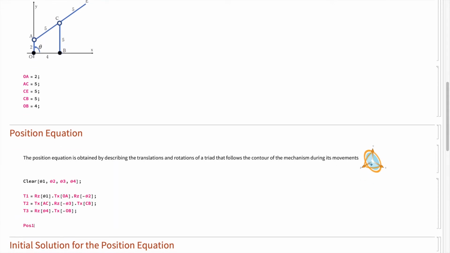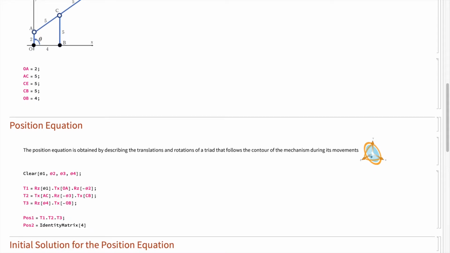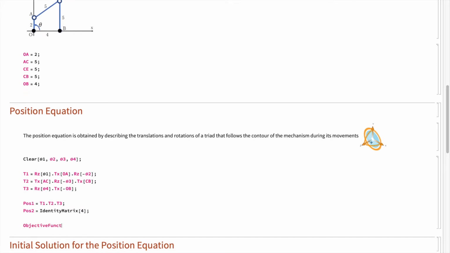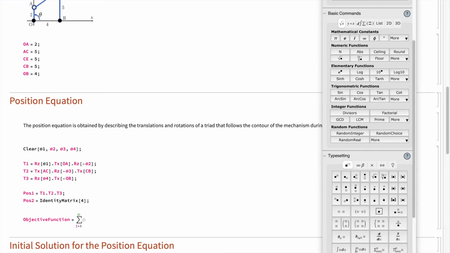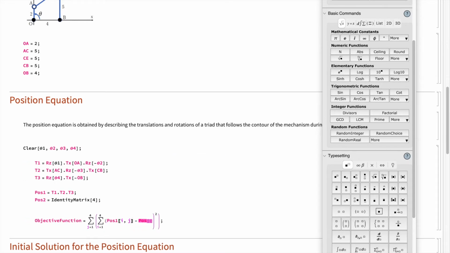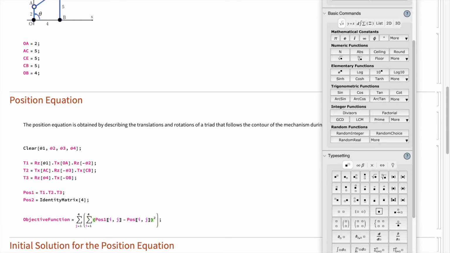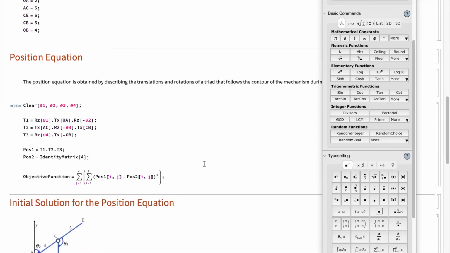Pose 1 represents the path of the triad. Pose 2 represents the initial coordinate system. The objective function sets that the path of the triad starts at the initial coordinate system and finishes in the same initial system of coordinates. The objective function is also the first part of the solution method developed by Dr. Francisco Cuenca, who is a professor at the UNAM University.